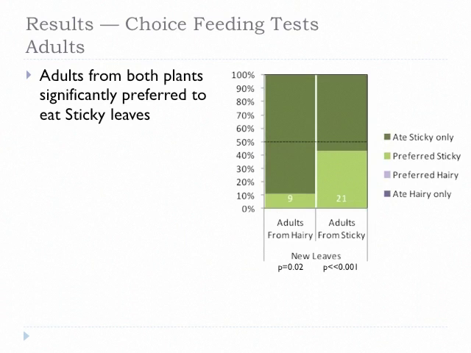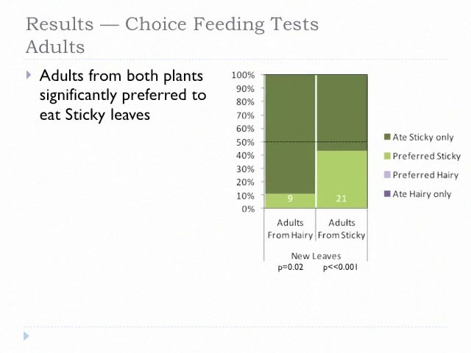I was surprised at this as well. I figured that adults from the hairy leaves would eat hairy and adults from sticky would eat sticky. But I was wrong. So one thing I noticed was that when I did this test, I was giving them all new leaves, young, fresh leaves from the sticky plants.